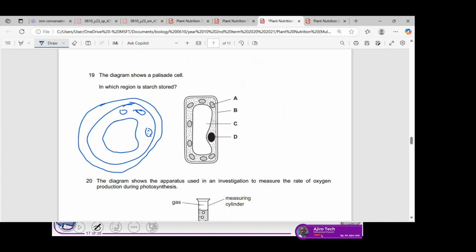B is the cell wall. A is the chloroplast. Let me do something here. So this is A, and this is E. What is A and E on the opposite diagram? If this is a spongy mesophyll cell, what is A and what is E?